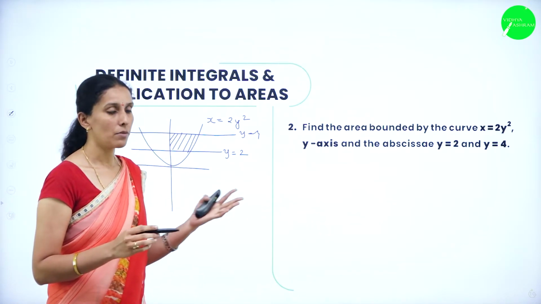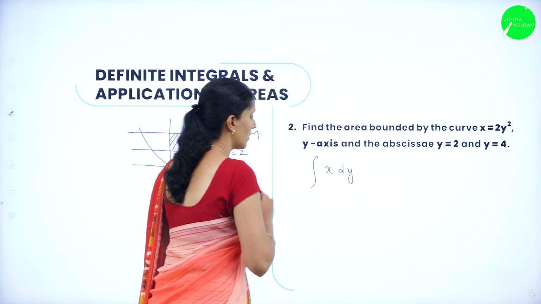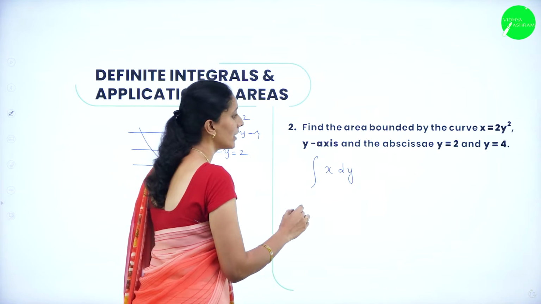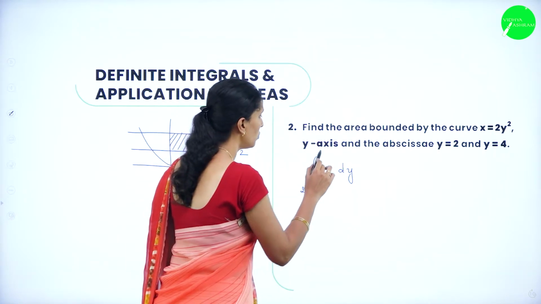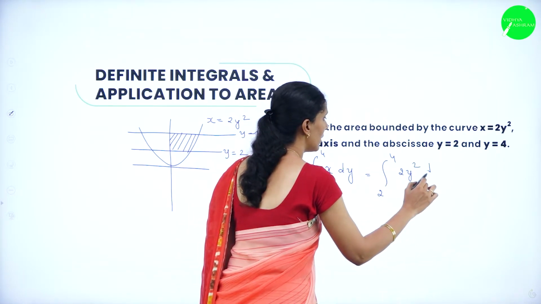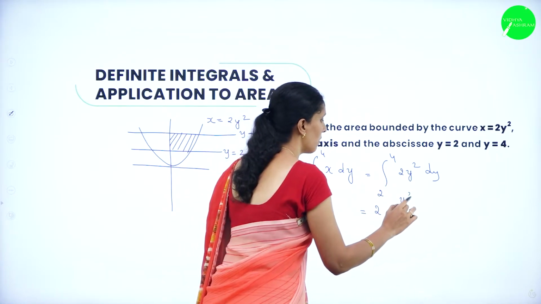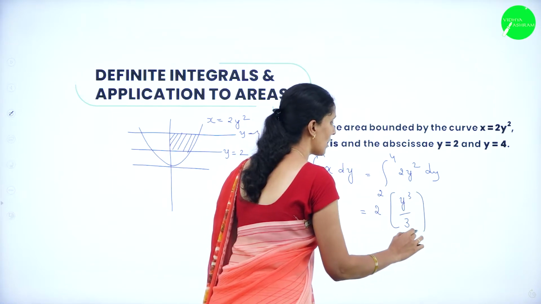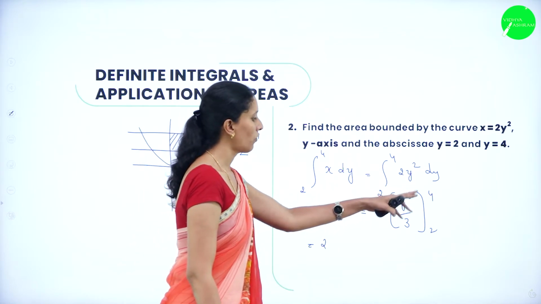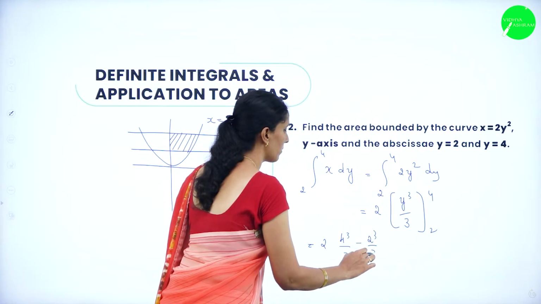Whenever you have a function in terms of x, then it is x into dy, because your equation will be in terms of y, so you should take it in terms of dy. So limits are from 2 to 4. So it is the integral from 2 to 4 of 2y square dy. 2 you can take as a common factor. Integration of y square is y cube divided by 3. The limits are 2 to 4. So when you apply the limits, it is first 4 cube by 3 minus 2 cube by 3.